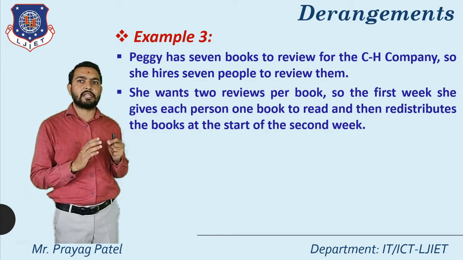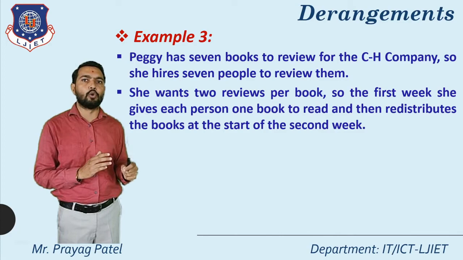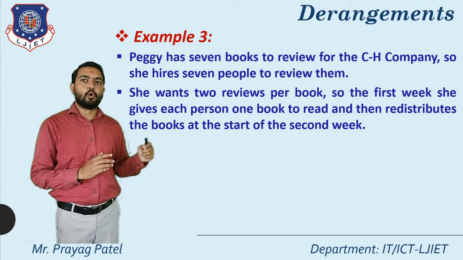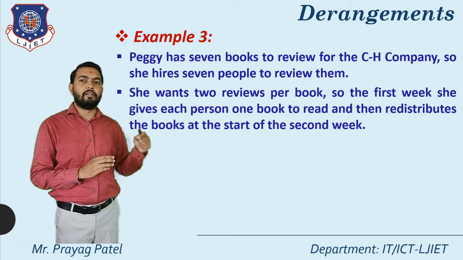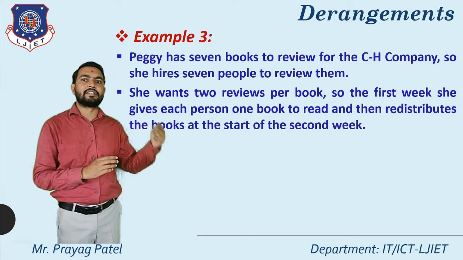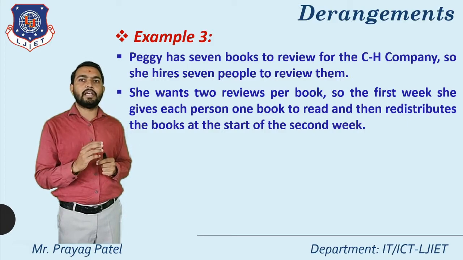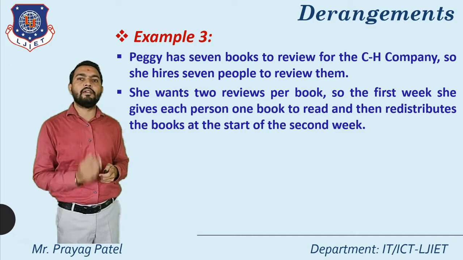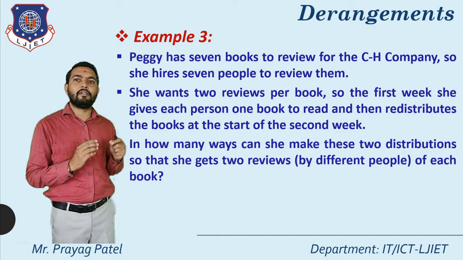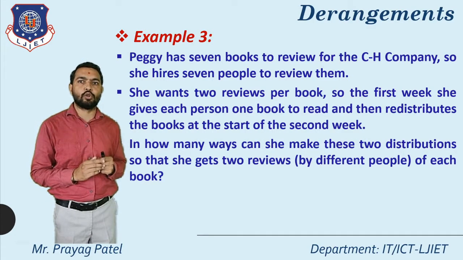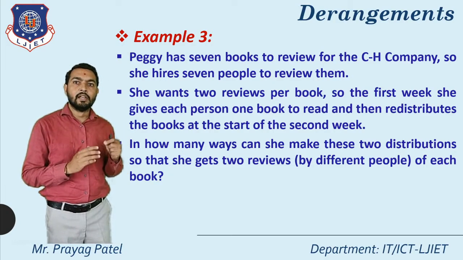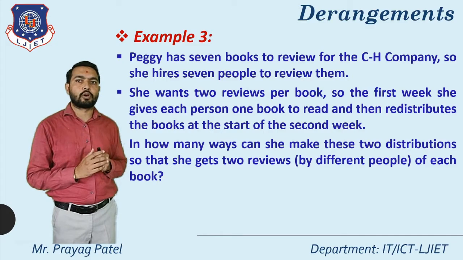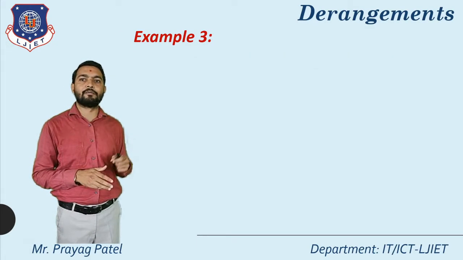So in the first week she gives each person 1 book to read and then review. At the start of the second week we distribute the books once again. So for each book we want 2 reviewers. How many ways are possible? How many ways can she make these 2 distributions so that she gets 2 reviews by different people of each book? So what is the condition for that?